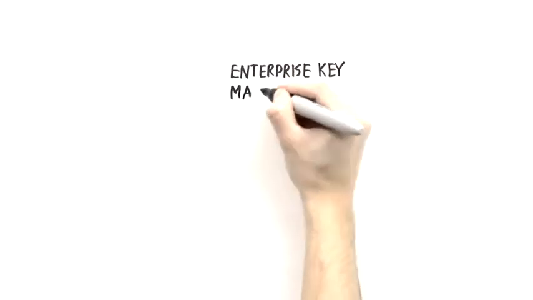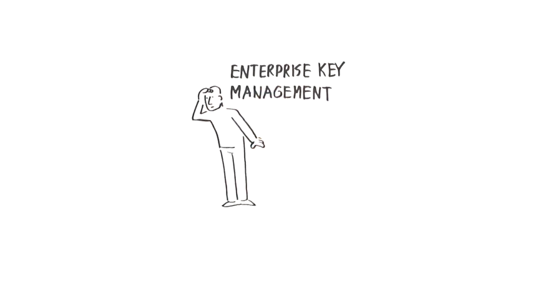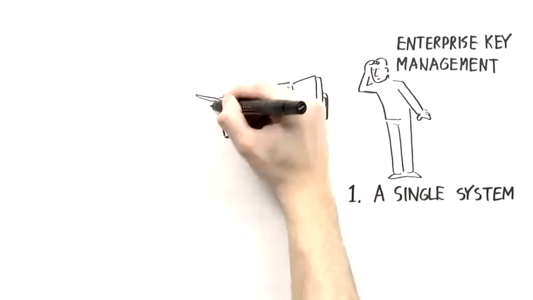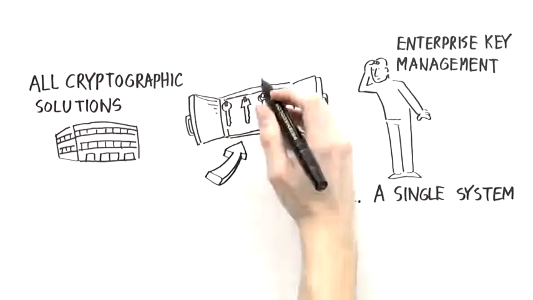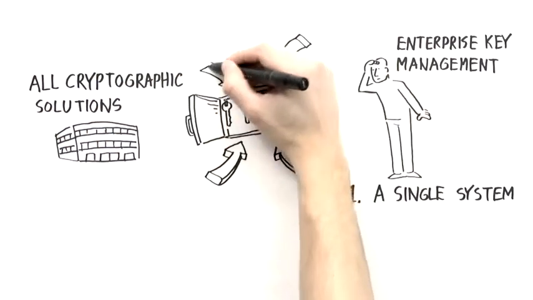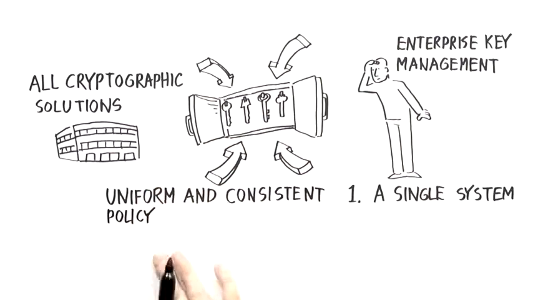Since enterprise key management is so important, let's discuss what to look for when implementing a solution. First, it needs to be a single system that can deploy and manage keys for all cryptography solutions in an enterprise, with one place to manage and define key management policies. This enables uniform, consistent policy management across various encryption deployments.